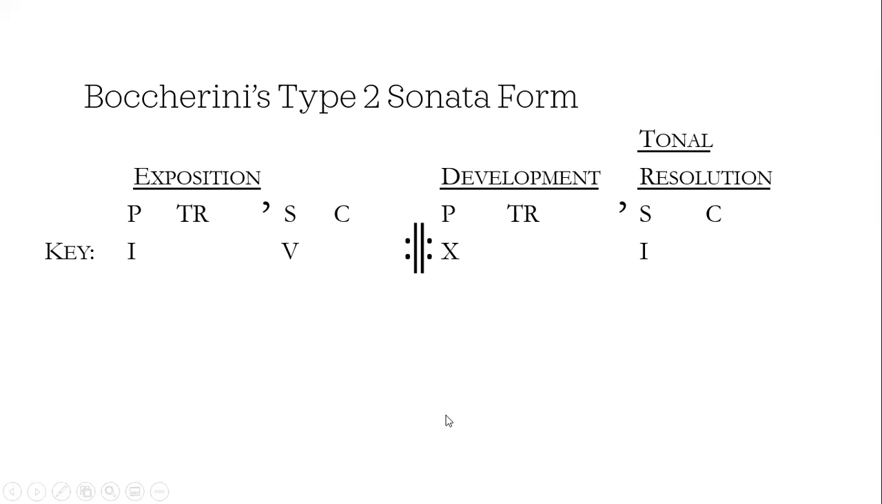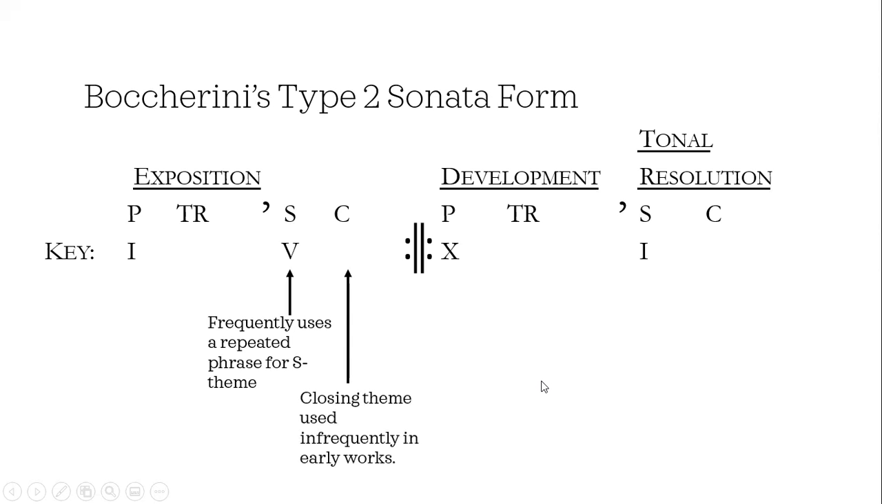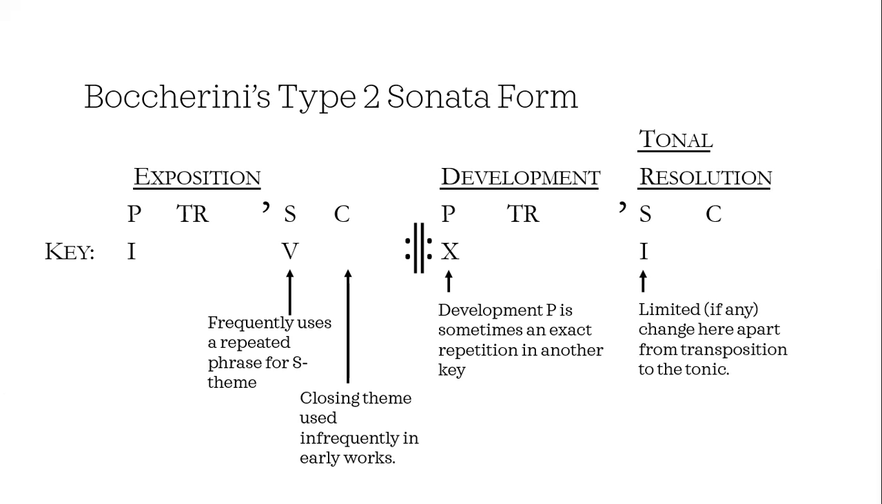Boccherini uses type 2 sonata forms for both longer and shorter movements. The secondary themes of these movements frequently consist of a repeated phrase ending with a perfect authentic cadence in the secondary key. Particularly in his early works, Boccherini rarely uses a closing theme. During the form's second half, Boccherini's development sections sometimes consist of a near-exact repetition of the primary theme and transition, albeit transposed to a different key. The tonal resolutions of Boccherini's type 2 movements rarely feature any significant changes from their expositional versions, save transposition to the tonic.